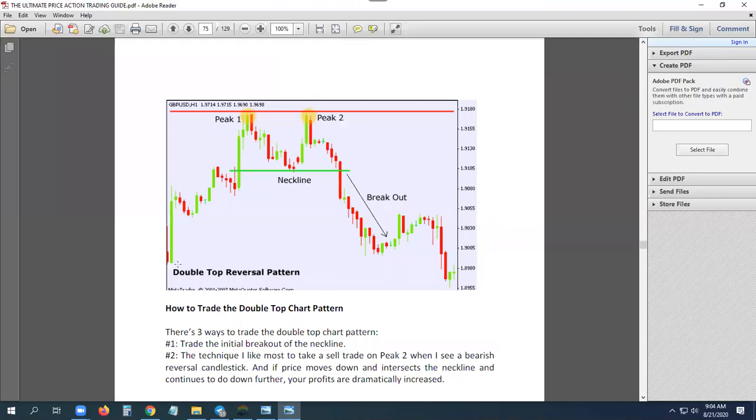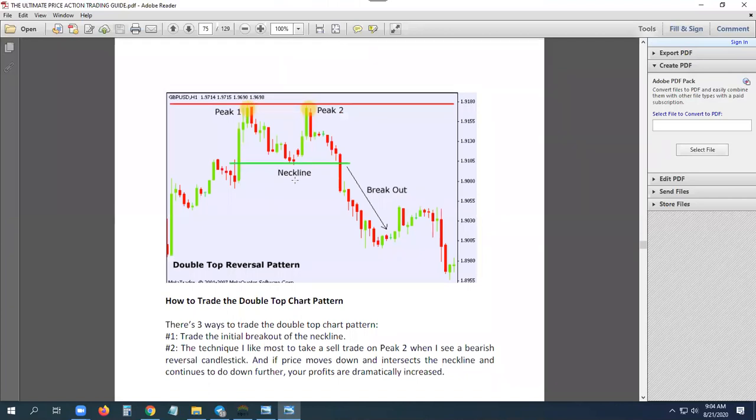This is the opposite, going up, makes one high, comes down, makes the same high, breaks the level, goes down. You measure the distance from here to here, that becomes your target down here.